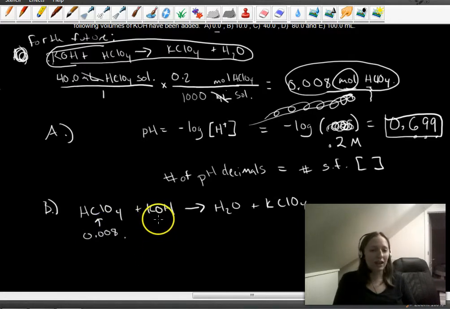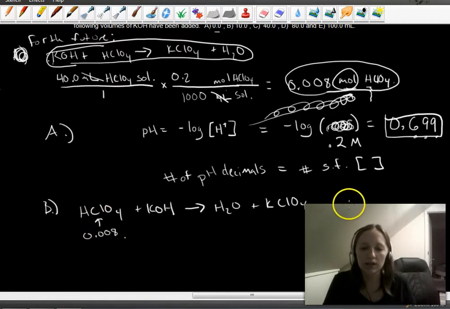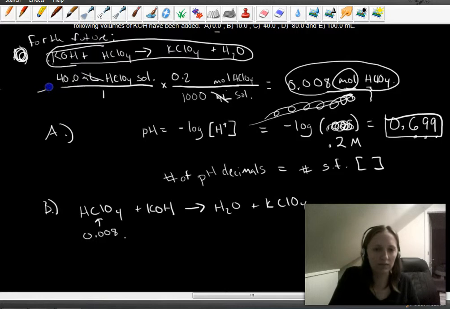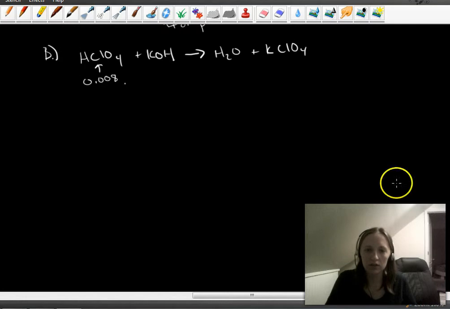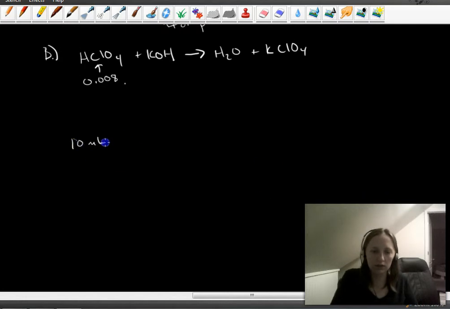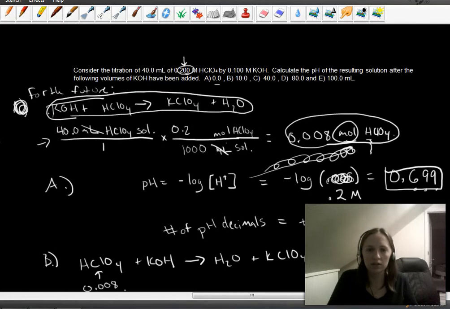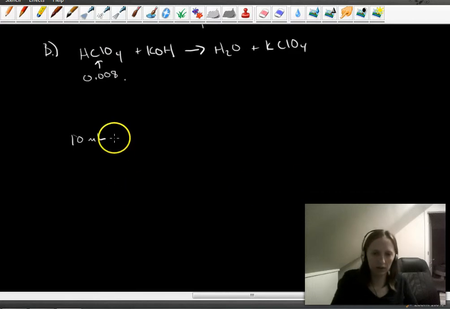Your next question is, how many moles of potassium hydroxide are there? Well, we've got to do a little bit of math here, and that's going to be how we did this. So that's going to be 10 milliliters, because in part B it's asking what's the pH after you've added 10 milliliters of base. Okay, so 10 milliliters of KOH solution. That's what you start with.